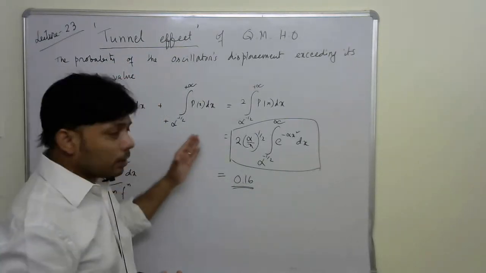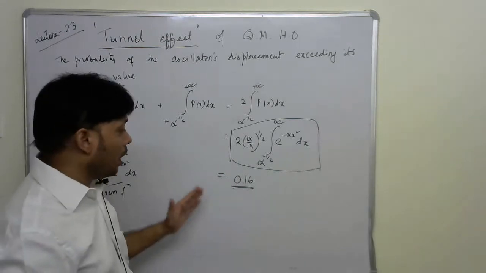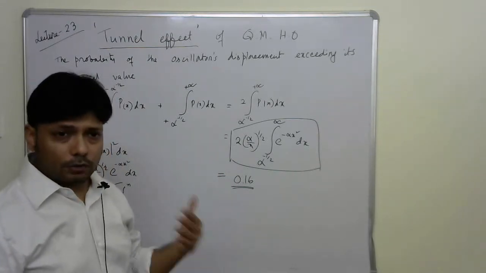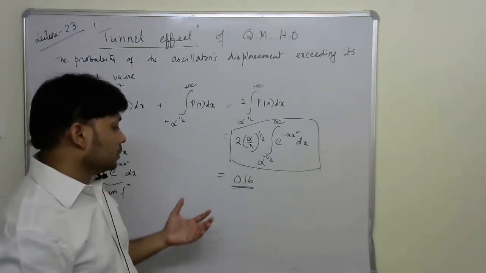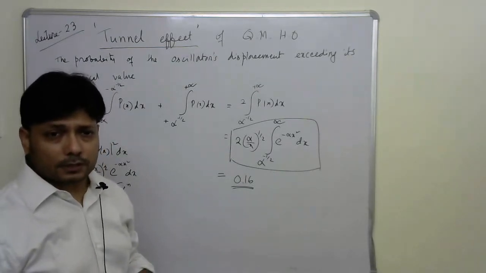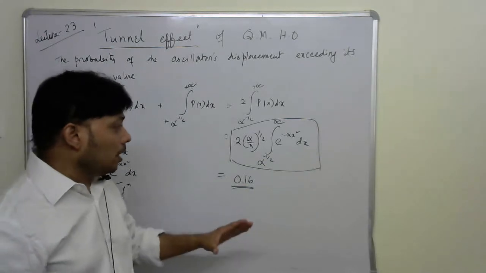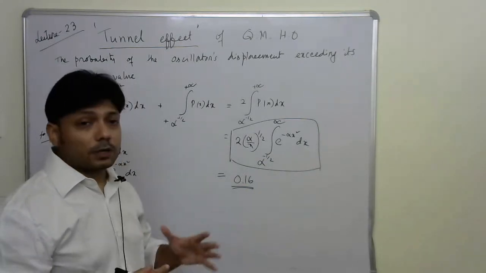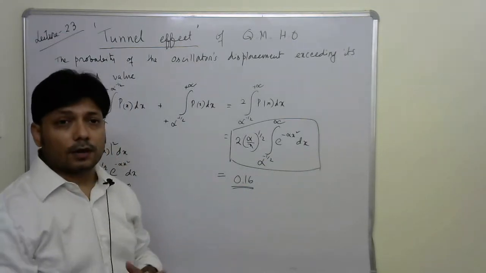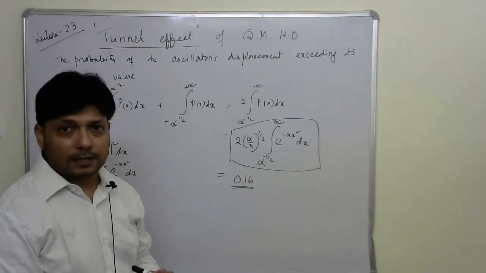And not only in quantum mechanical harmonic oscillation, there are other fields like radioactivity, or the field emission of electrons from metals, which you will learn later. These can all be explained in the light of the quantum mechanical tunnel effect.